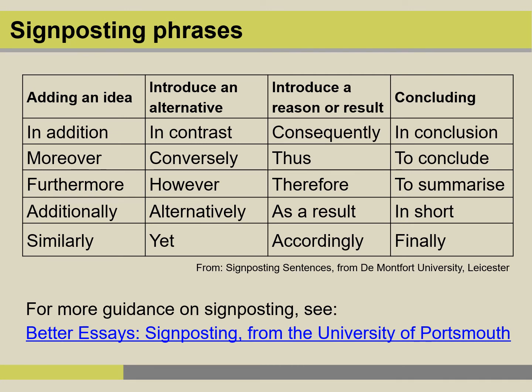If you're making a number of points, you could use signposting language like firstly, secondly, etc. to keep the reader on track, which point are we on? And finally, do you see what I did there? I used a signposting language. Finally, when you reach your conclusion, you can signal that this is the conclusion by using a phrase such as to conclude or to sum up. So again, you can follow the link here for more guidance on signposting from the University of Portsmouth.